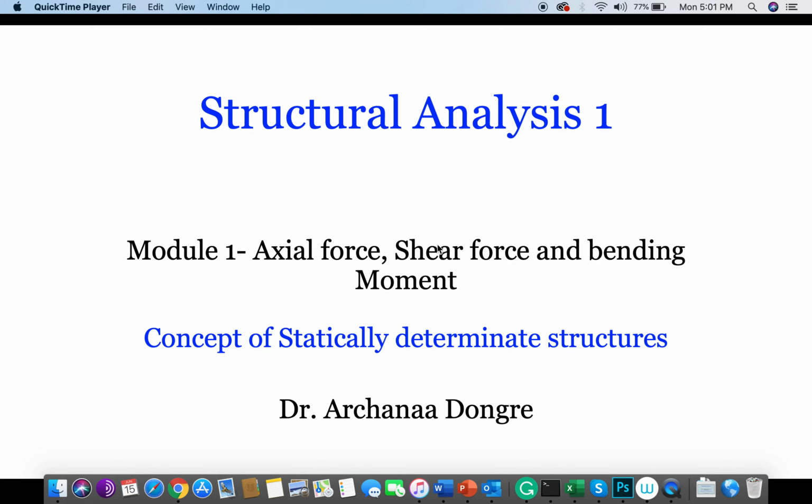So Structural Analysis 1, you must have heard about Structural Analysis 2 as well. So the basic difference is there. Structural Analysis 1 is for the determinate structures, and Structural Analysis 2 mostly focuses on indeterminate structures. So in this particular chapter, we are going to start with axial force, shear force and bending moment diagrams for the frames. And before that, we are going to cover a few basic terms. What are these definitions and what is the concept of statically determinate structure.